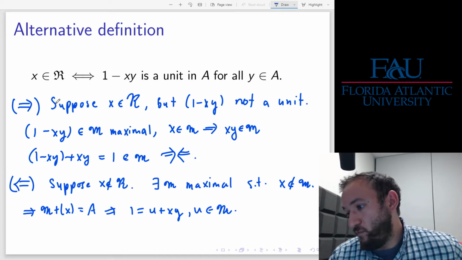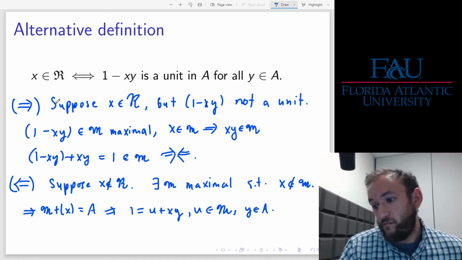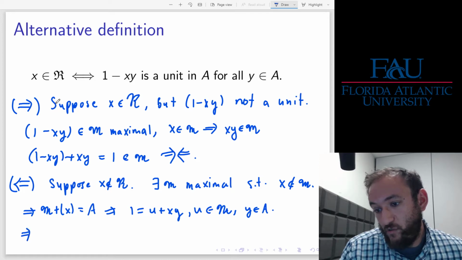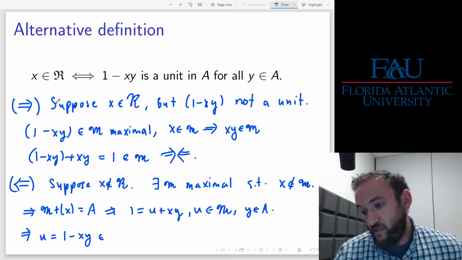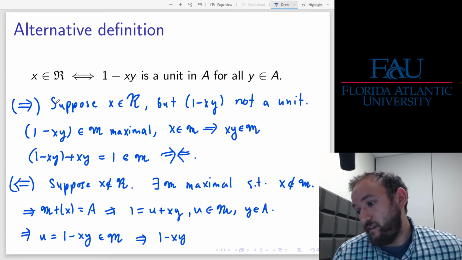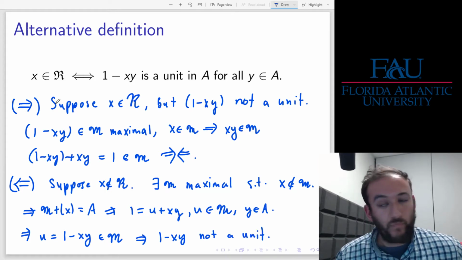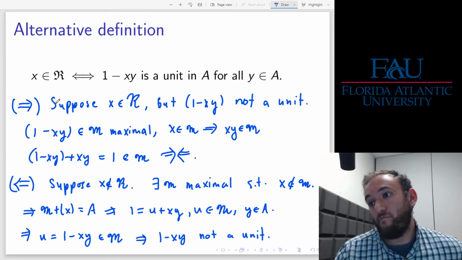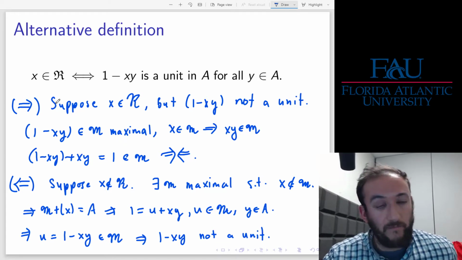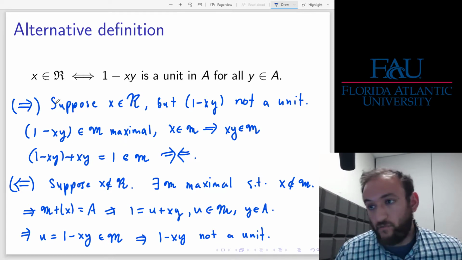And y is some element of the ring. But then this means that u, an element of the maximal ideal, is equal to 1 minus xy. We've already specified that u is in the maximal ideal, so 1 minus xy is not a unit for this choice of y. This tells us that if x is not in R, then 1 minus xy is not a unit for every y, and that proves the converse direction.